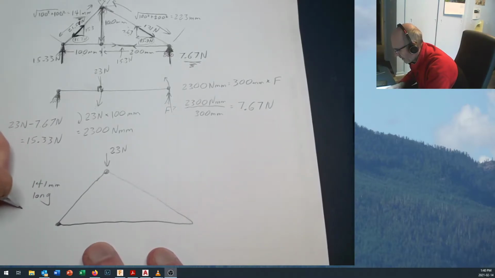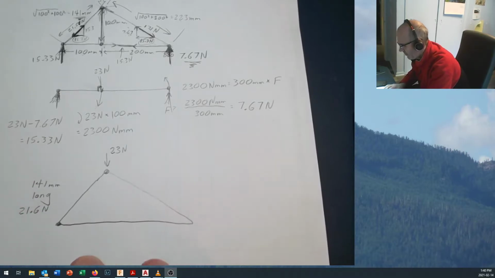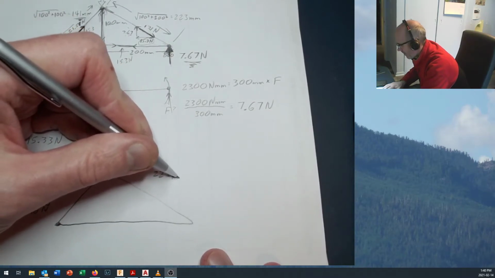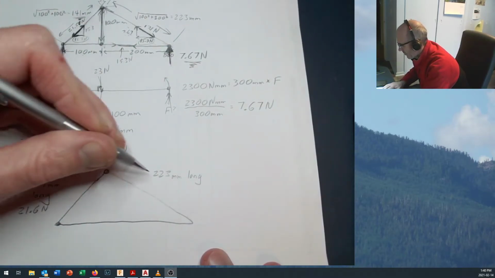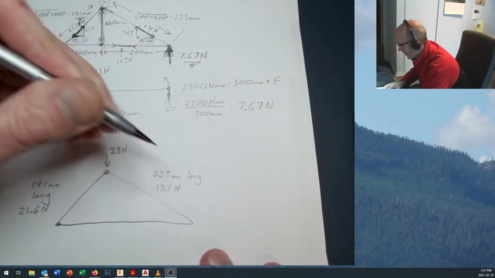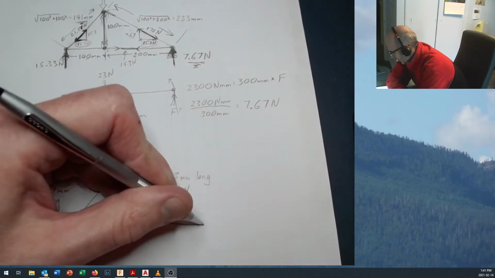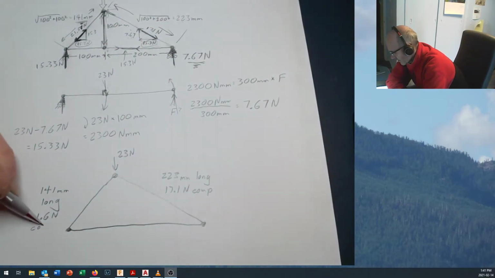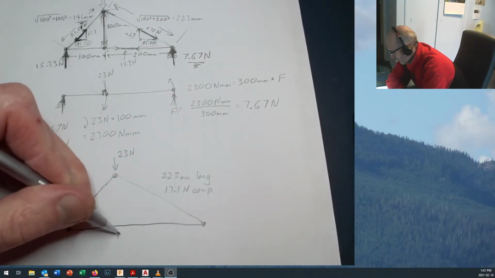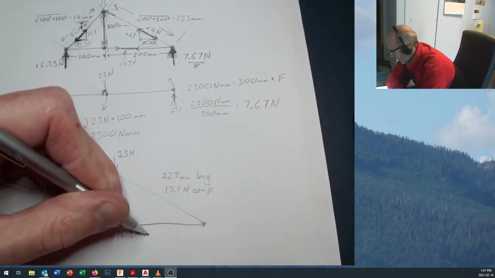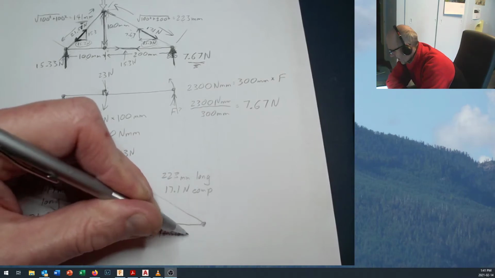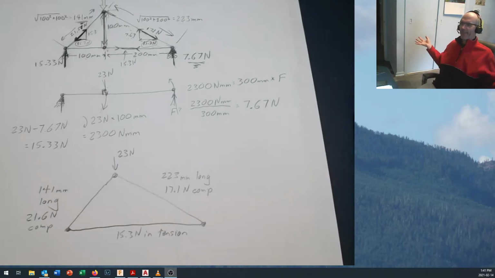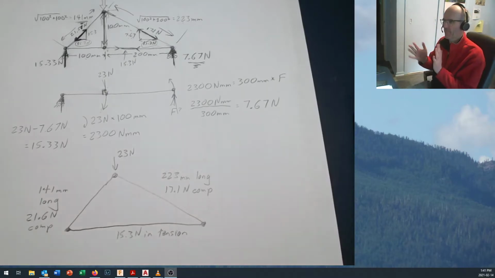And it's supporting 21.6 newtons. And over here, we've got a 223 long member, and it's supporting 17.1 newtons. And we should say those are in compression because that matters. And down at the bottom, we've got 15.3 newtons in tension, and I'm not worried about the length of the tensile member because length doesn't matter for tensile forces. Length matters for your compressive forces.